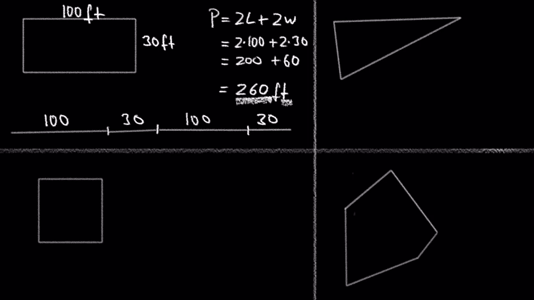Just make sure that you don't forget the units in the answer, and that you use the same units for the length and for the width. For example, you can't substitute 3 feet for the length and 1 meter for the width, because we can't combine 3 feet and 1 meter because they are not the same unit.